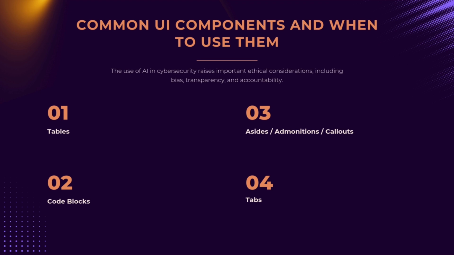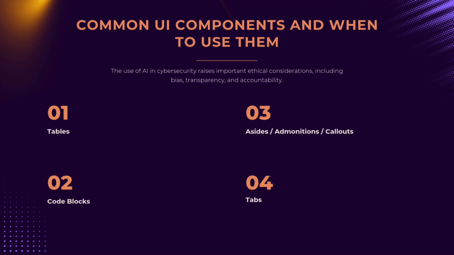We have the code block, ideal for displaying code snippets or terminal commands. Ensure proper syntax highlighting and formatting for readability. So I need to add, if it's JavaScript code, you add JavaScript. If it's Python, you add Python. If it's a command, you add shell.